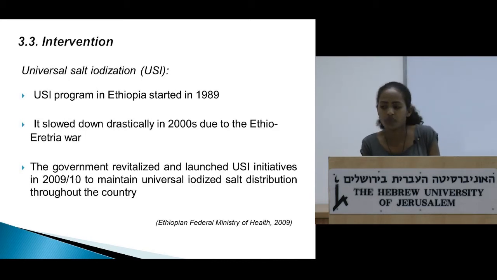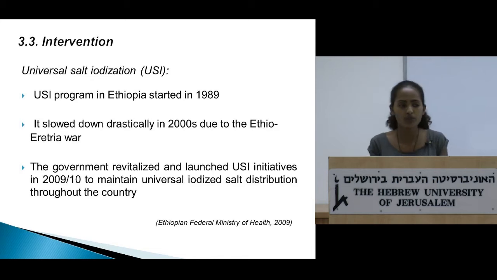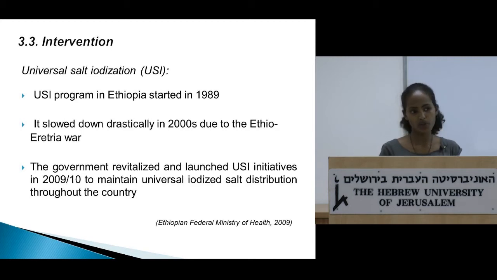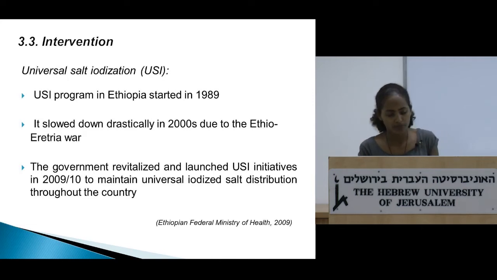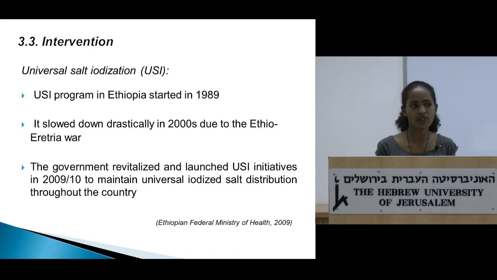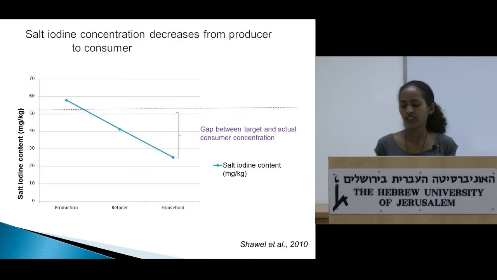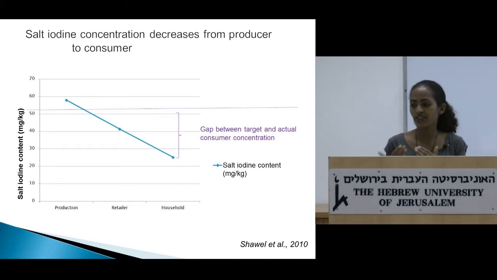However, still now, personally, I couldn't get enough information on what the progress of this program looks like. It doesn't show how much of the population is getting the iodized salt, how much of the regional states are covered by universal salt iodization. So there is a limitation of work, or there is no study which can show the progress of this program. After the implementation, the only study which was done on salt iodization shows the level of salt iodine concentration at different stages: the production, retailer, and household levels.